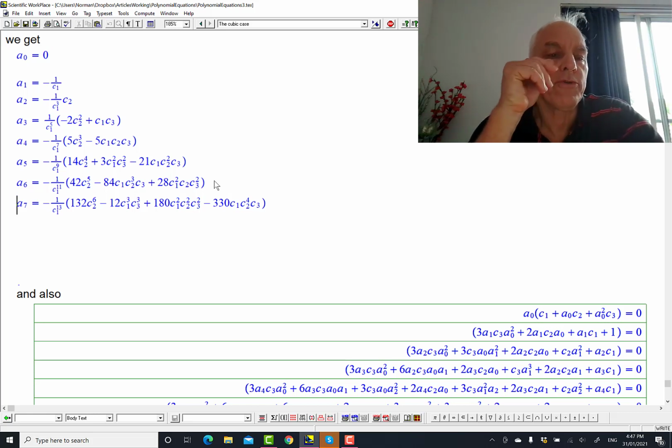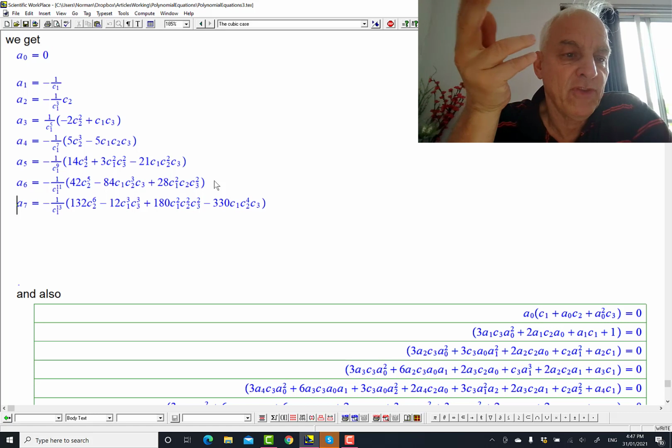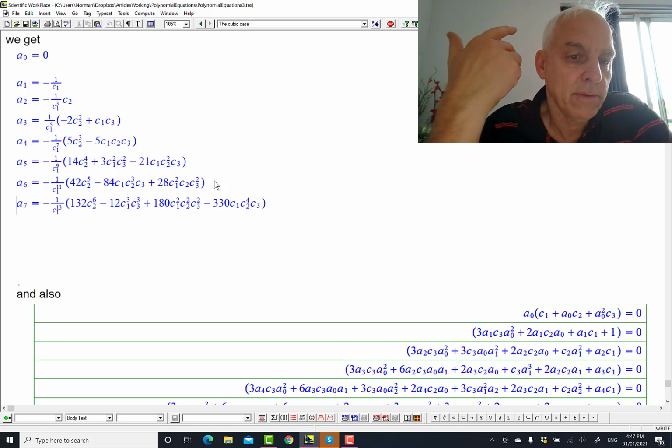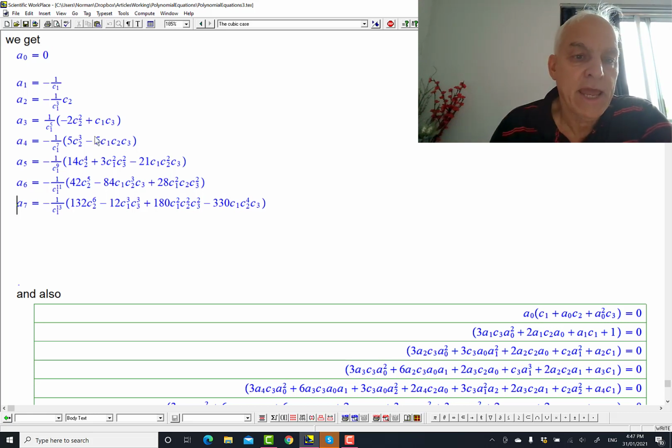Remember, in the quadratic case, all these a's turned out to be some power of C2 divided by some power of C1, and it was rather predictable. Okay, it's suddenly not so predictable at all. These A's are now polynomials in the C1, C2, C3, with also denominators. The denominators are powers of C1. Actually, that is very familiar. Okay, but there's then these other terms.